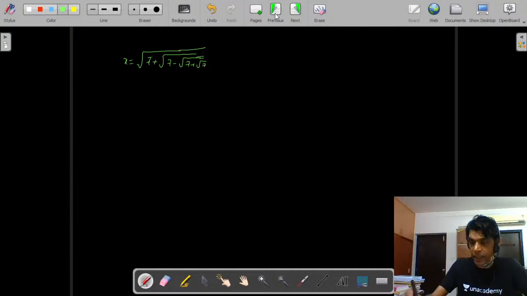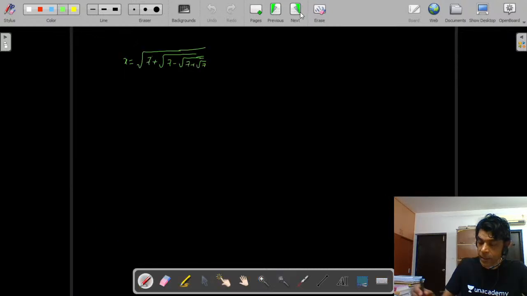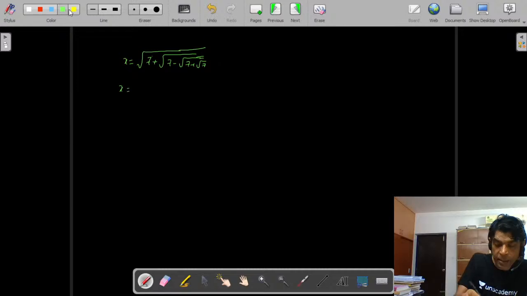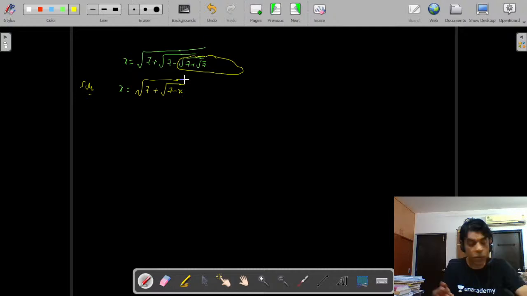Just check that it is the same thing. Plus, minus, plus, like that, right? So it is plus, minus, plus, like that goes off to infinity. So in the solution you are writing x equals the square root of 7 plus root of 7, and this whole thing, again you are replacing with x. So you are writing 7 minus x, because it goes to infinity, right? And we have shown that this has got a meaning.